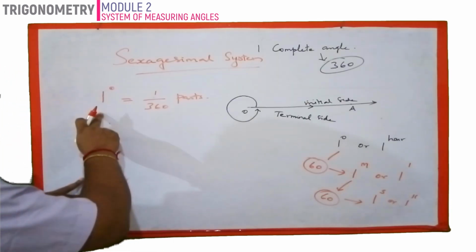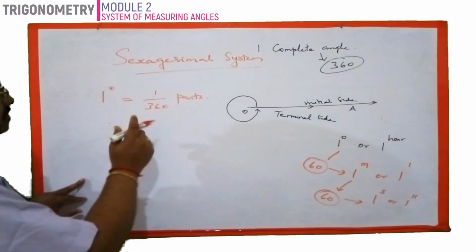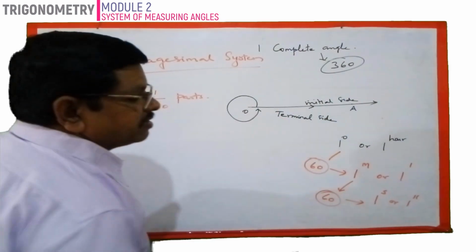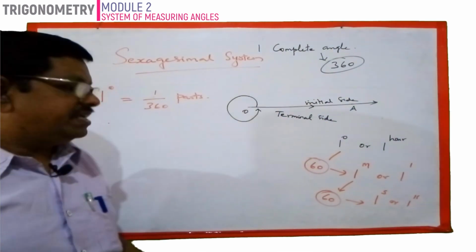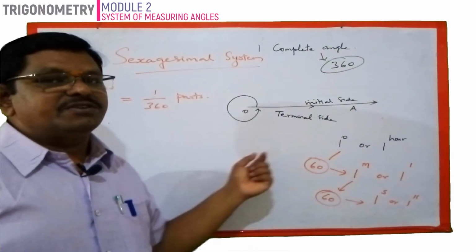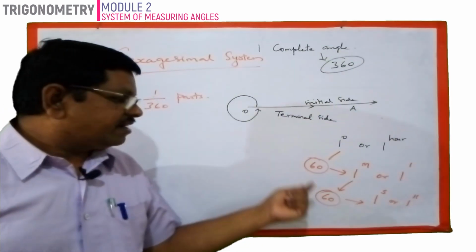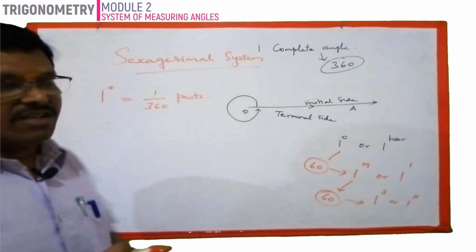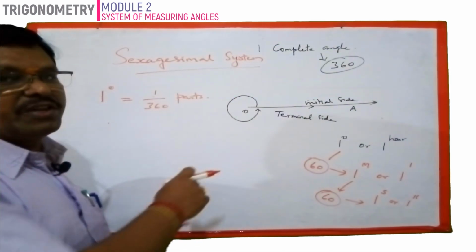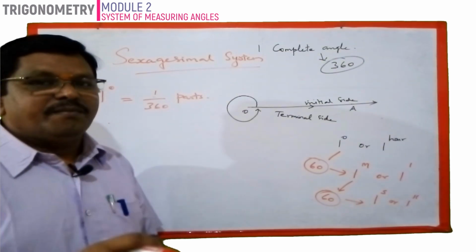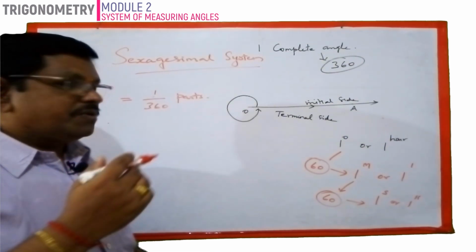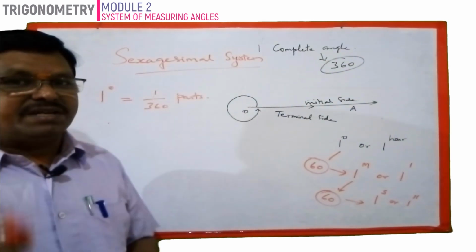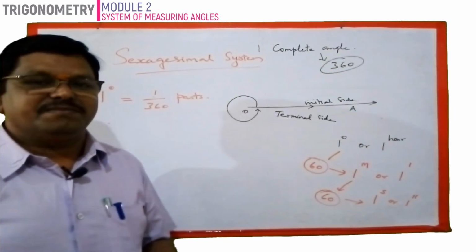So 1 degree is divided into 60 equal parts, and we call that a minute. Each part is called a minute, and each minute is divided into 60 equal parts. Each part is called 1 second. So this system is called sexagesimal system. This is what we are using in our mathematics. This method is given by the British. So this system is called the British system.